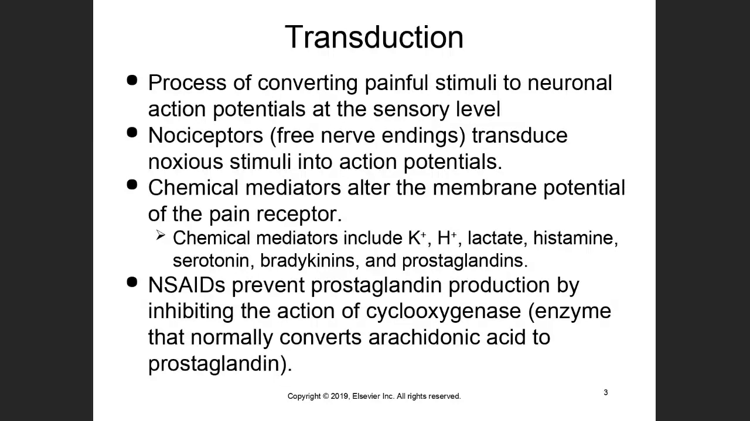Nociceptors, the sensory nerve endings, transduce noxious stimulus into the action potential. Chemical mediators alter the membrane potential of the pain receptor. Chemical mediators include sodium, hydrogen, lactate, histamines, serotonin, bradykinins, and prostaglandins. Enzymes prevent prostaglandin production by inhibiting the action of cyclooxygenase.